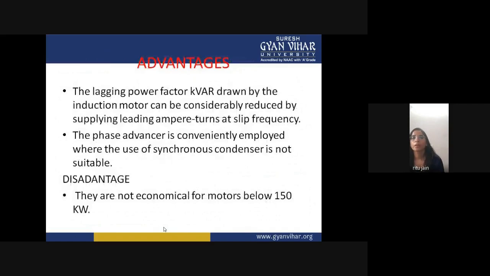So what are the advantages of using this? The lagging power factor kVAR drawn by the induction motor can be considerably reduced by supplying leading ampere turns at slip frequency. And the phase advancer is conveniently employed where the use of a synchronous condenser is not suitable. The disadvantage is that they are not economical for motors below 150 kilowatt.